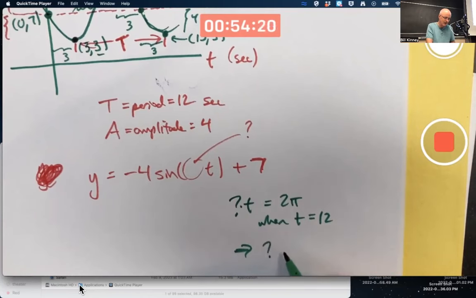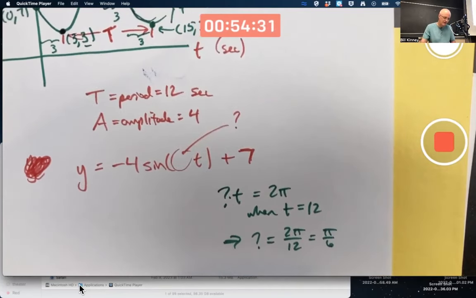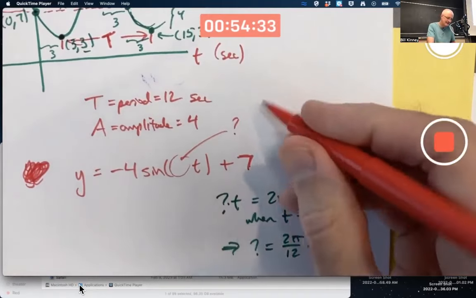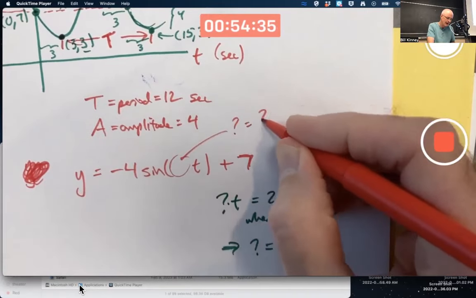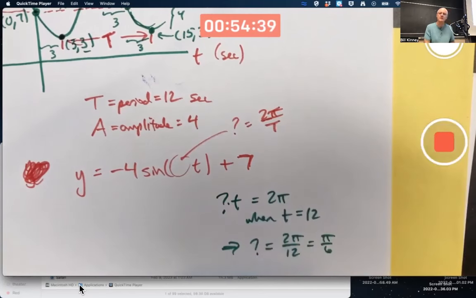That means the question mark is 2 pi over 12, pi over 6. In general, the question mark is 2 pi over the period. The period is typically labeled capital T. Again, in this case, that's 12. 2 pi over 12 simplifies to pi over 6.